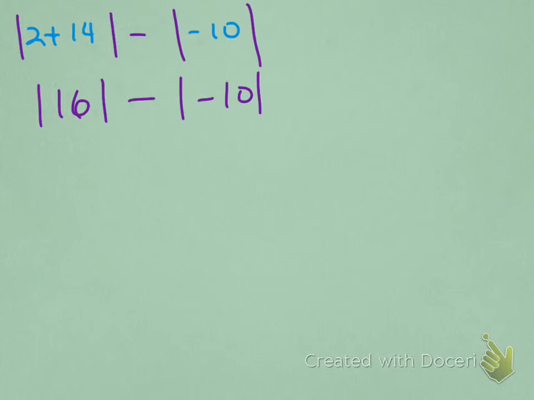And so we'll bring that down, and that's a 16 inside there, and the absolute value of 16 is 16. And we're going to bring down our minus. The absolute value of negative 10 is 10. So 16 minus 10 is 6. Very good. Not bad at all. I think you can do those.